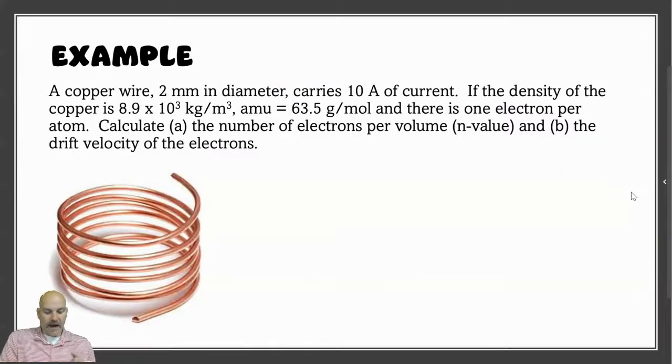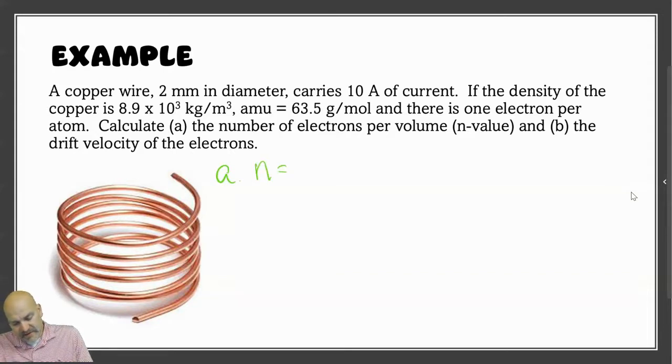All right, so here we have a copper wire 2 millimeters in diameter carrying 10 amps of current. If the density of the copper is 8,900 with an atomic mass of 63.5 grams per mole, there's 1 electron per atom. Calculate the number of electrons per volume, which is our N value, and then the drift velocity of the electrons. Okay, so part A.